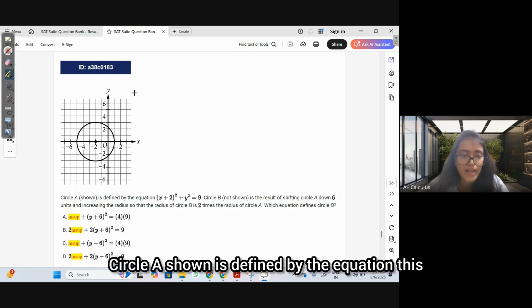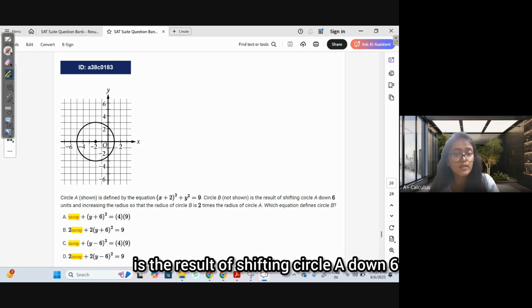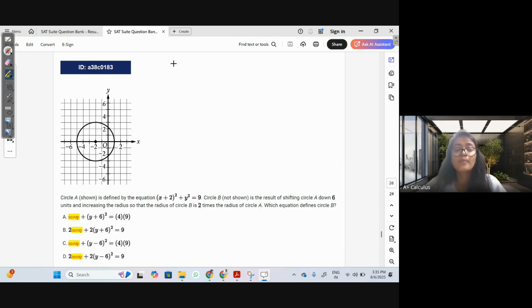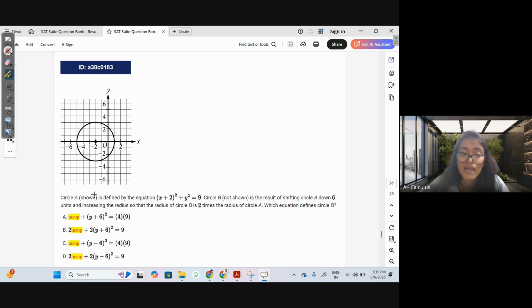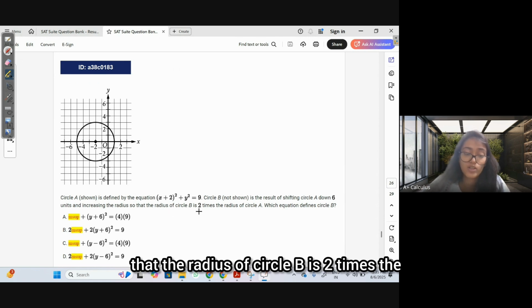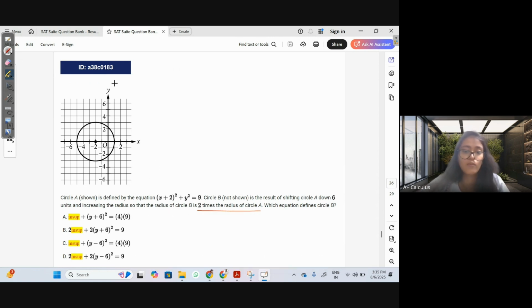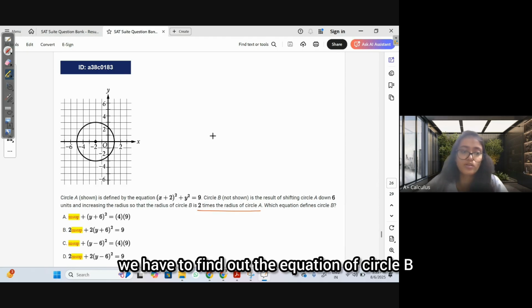Circle A shown is defined by this equation. Circle B, which is not shown, is the result of shifting circle A down 6 units. I think it's a similar problem. So now you're shifting it down by 6 units and increasing the radius so that the radius of circle B is 2 times the radius of circle A. We have to find the equation of circle B.